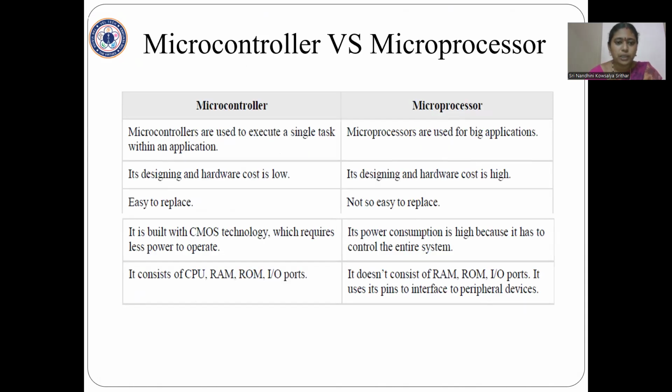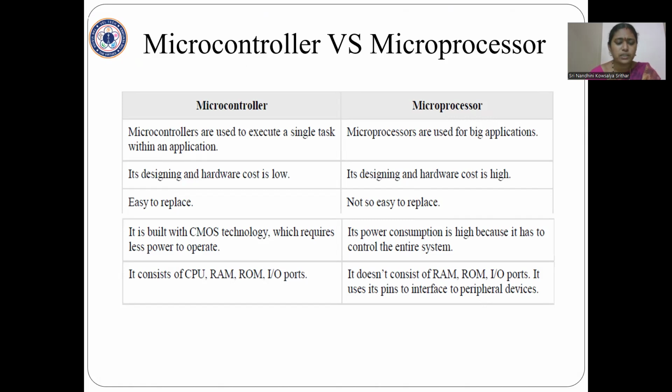So here the differences between microcontroller and microprocessor are given. Microcontrollers are used to execute a single task within an application. Microprocessors are used for big applications. The design and hardware cost is low in a microcontroller compared to a microprocessor. The cost is high in a microprocessor. Microcontrollers are easy to replace. Microprocessors are not easy to replace.